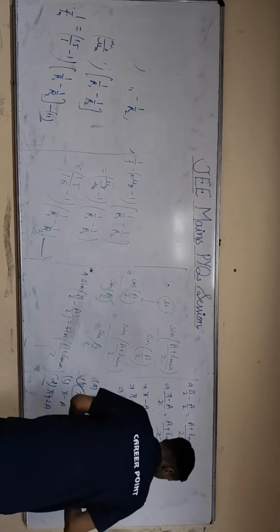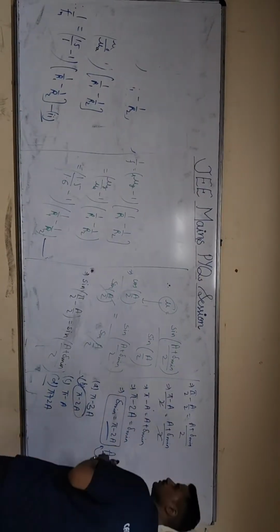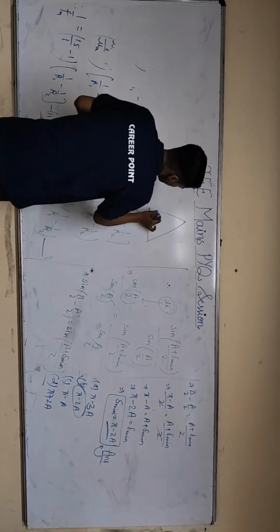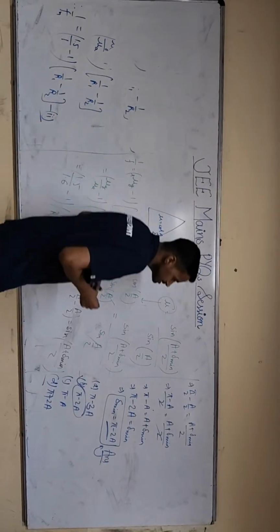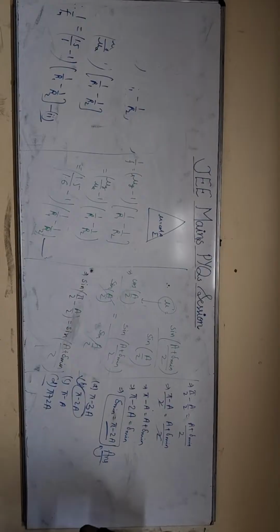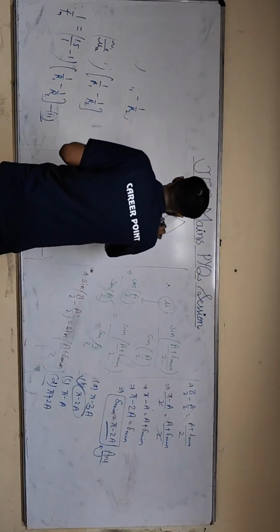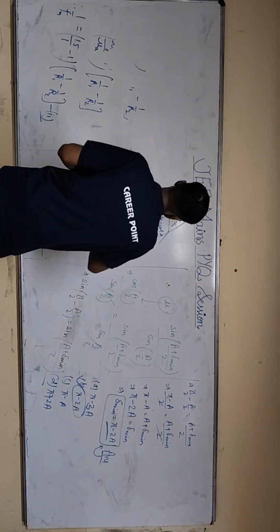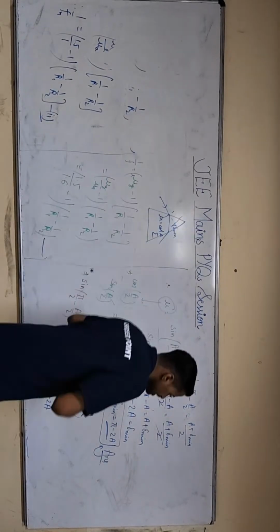So in this question, the question is asking: the refractive index of the material of the prism is A/2. And the question is asking about the angle of prism and the angle of minimum deviation. The question is asking the minimum deviation when a ray goes like this. How much minimum deviation would it be? I hope this is clear to you.